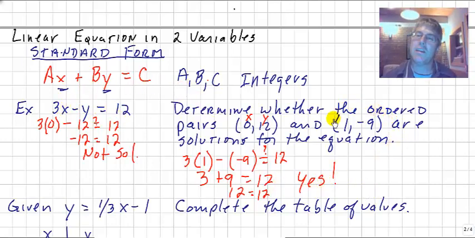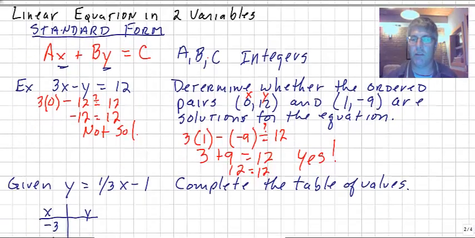In fact, there are an infinite number of ordered pairs, x's and y's, that satisfy that. They can be fractions, they can be negative numbers. There's all sorts of solutions to that equation. Likewise, there are an infinite number of solutions or ordered pairs that are not solutions to the equation. So you've got to watch out for that.